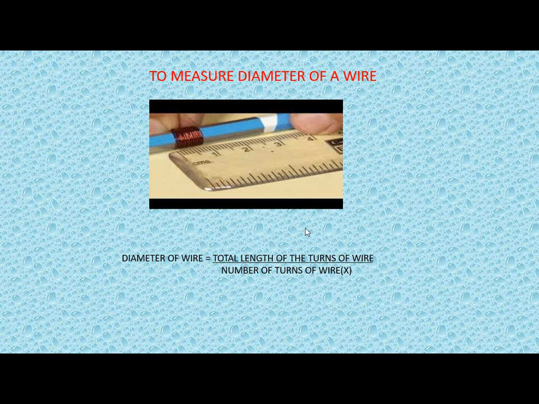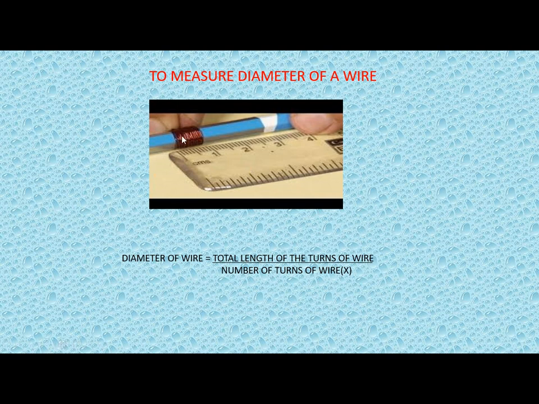Now to take the length of the turns of wire, there are two points which you should keep in mind. One is that there should not be any gap when you are winding that wire around a pencil. The second is that there should be no overlapping, meaning you must not put one turn upon another. So whenever you are winding this wire, it should not overlap, and there should not be any gap between the wires. These two important things you will have to keep in mind, otherwise you will get a wrong reading.